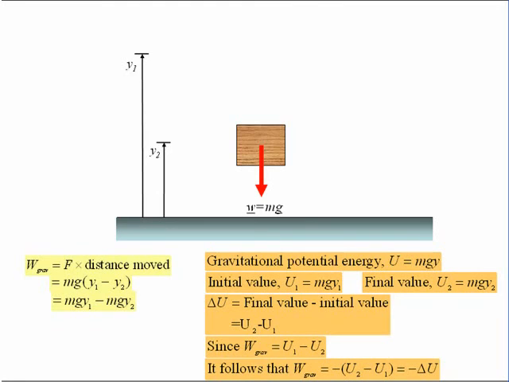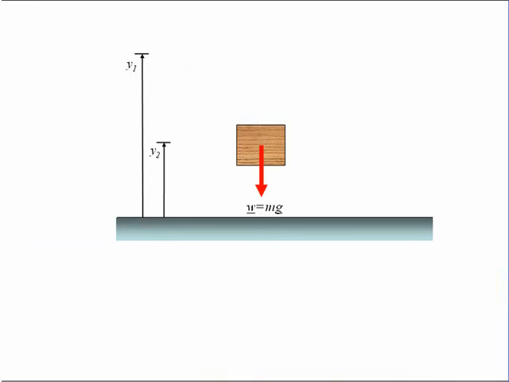Now let the body's speed at point y1 be v1, and at the point y2 let it be v2. The work-energy theorem says that the total work done on a body is equal to the change in the kinetic energy of the body.